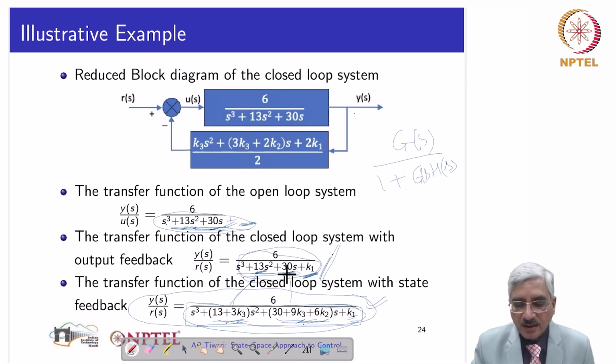This example illustrates that state feedback is much more effective, much more powerful compared to output feedback, as it can change all the coefficients of the characteristic polynomial. Output feedback cannot.